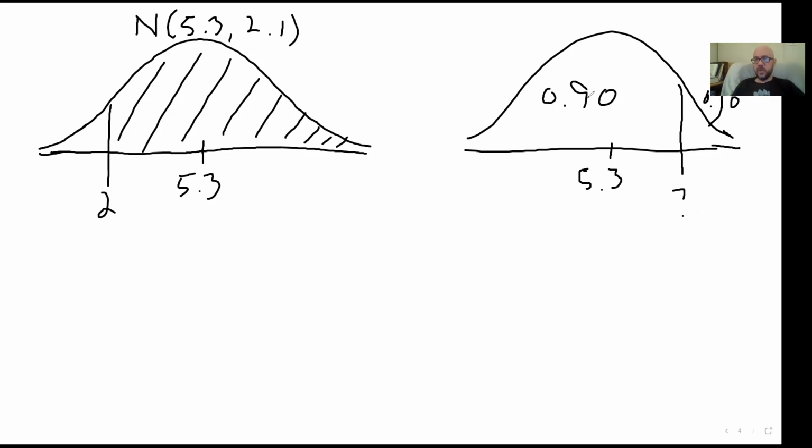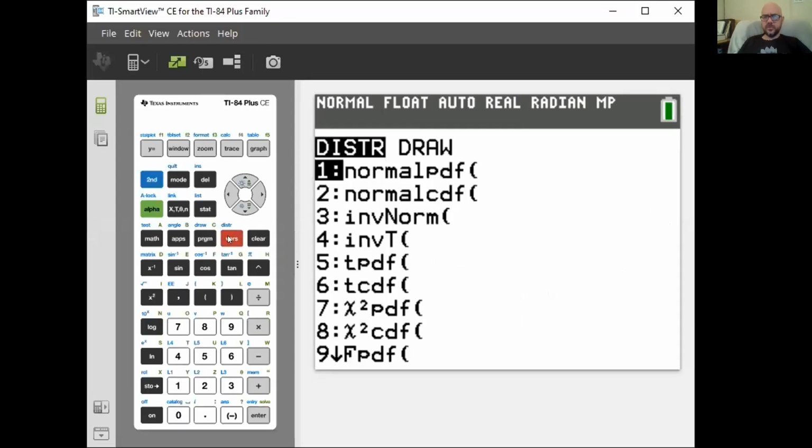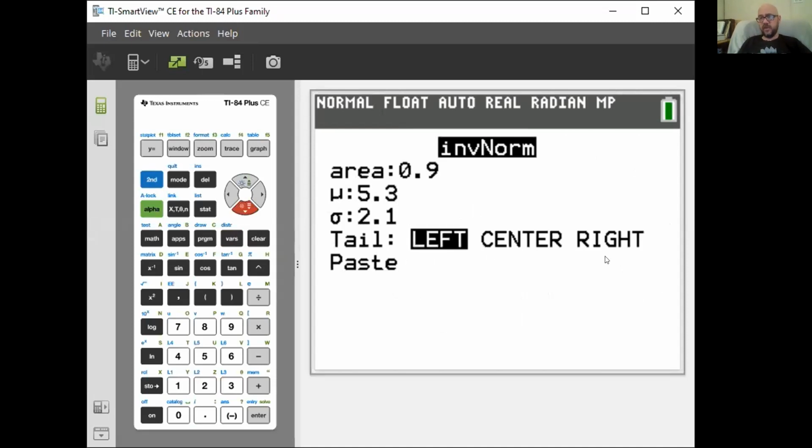So I'm going to do inverse norm of 0.9 with a mean of 5.3, standard deviation of 2.1. See what we get. Inverse norm is number 3. Area is 0.9, mean is 5.3, standard deviation is 2.1. Now, I don't know if you're using the VMware version, of course, you do have left, center, and right. And this is asking you where is that area? Is it the area to the left of the number you're looking for, or the area to the right of the number you're looking for? Or is it like the middle 90%, which has 5% on either side?